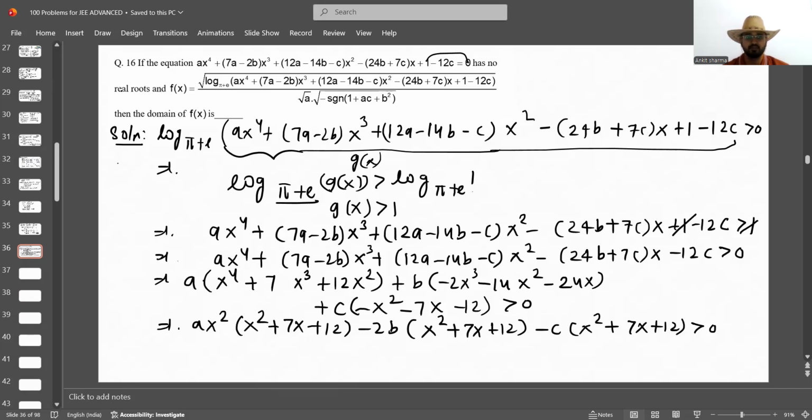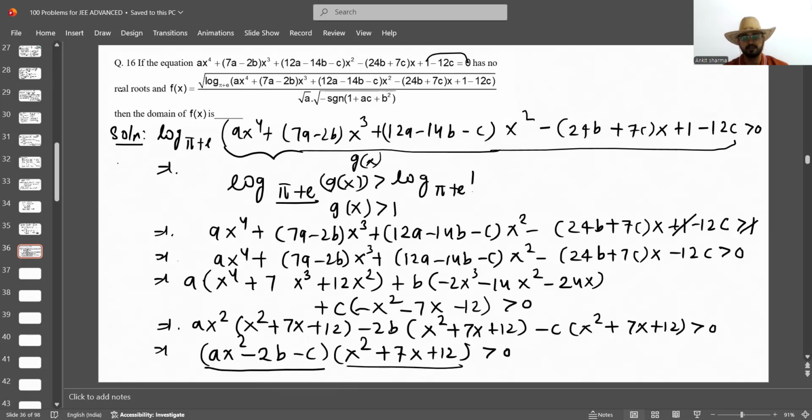is more than 0. So now we can collect this entire thing. So we have ax square minus 2b and then minus c, into the next part, which now becomes x square plus 7x plus 12. This quantity we are saying is more than 0. Of course these both are quadratic, and we are saying that this is more than 0. So if I treat this one separately and this one separately, it is enough to say that either both of them are positive or both of them are negative.